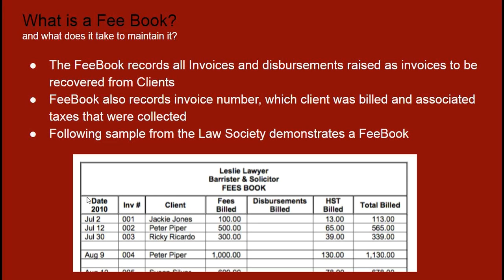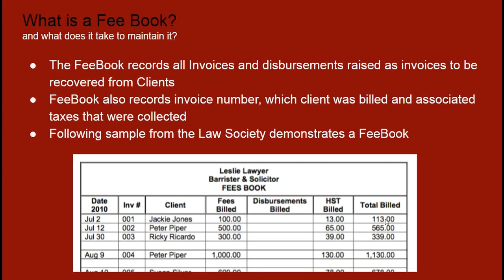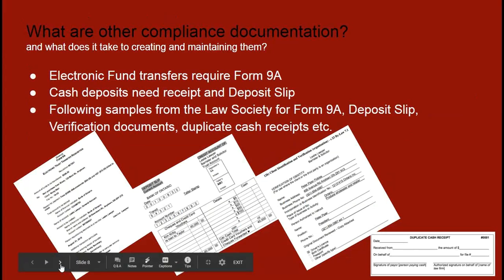So if you had $565 and a $100 application fee, this line item would read as date October 9th, invoice number, let's say 0001 for Peter Piper. Fees would be 500, disbursements would be 100, HST would be 65, the total would be 665, assuming that that's what is reflected in that invoice too. Okay? So this is number 9.